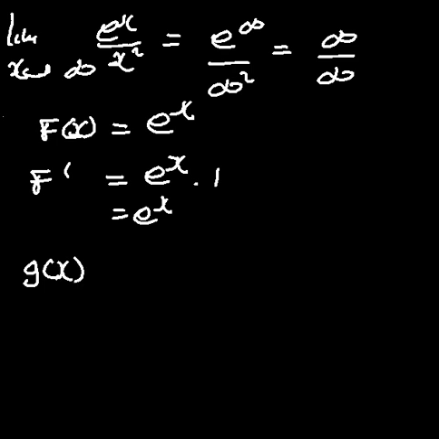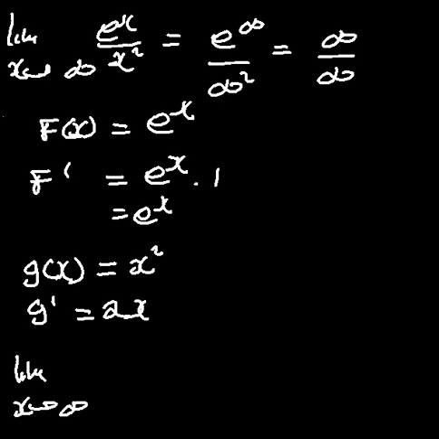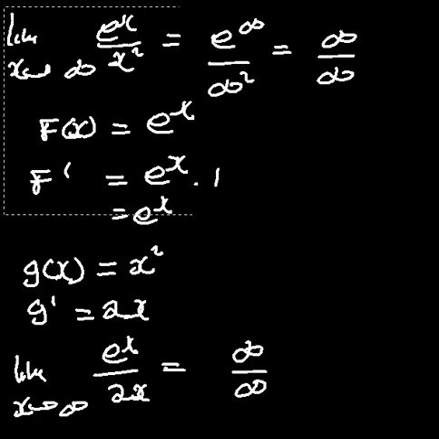Then the denominator has to be given as g of x, that is x squared. And what is its derivative? We'll have it as 2x. Then according to L'Hopital's law, we have the limit as x approaches infinity of f prime of x, that is e to the power x, divided by 2x. Now the direct substitution will have infinity over infinity as well. This is indeterminate form. So we'll have to apply L'Hopital's law again.